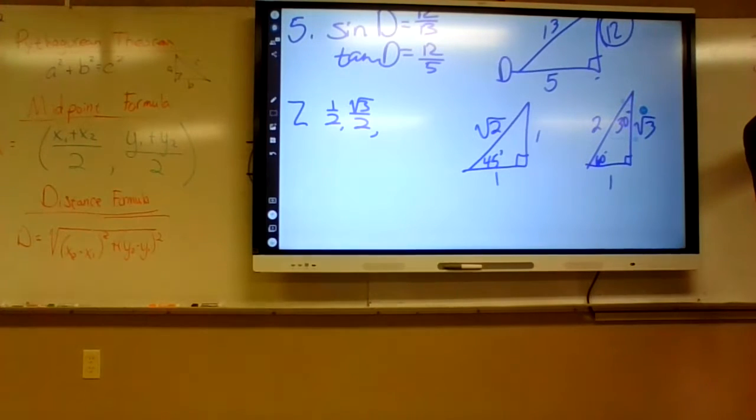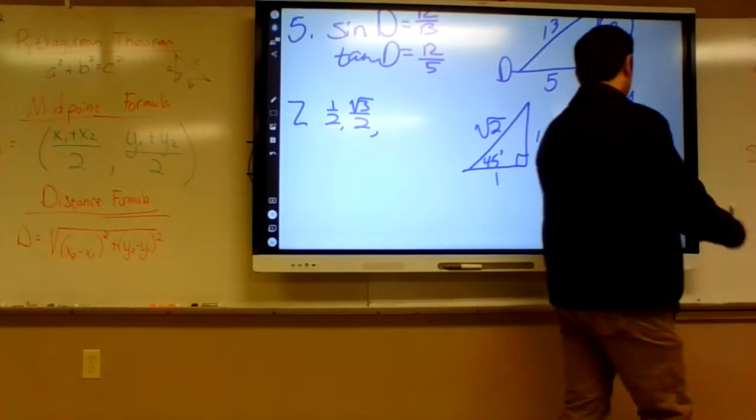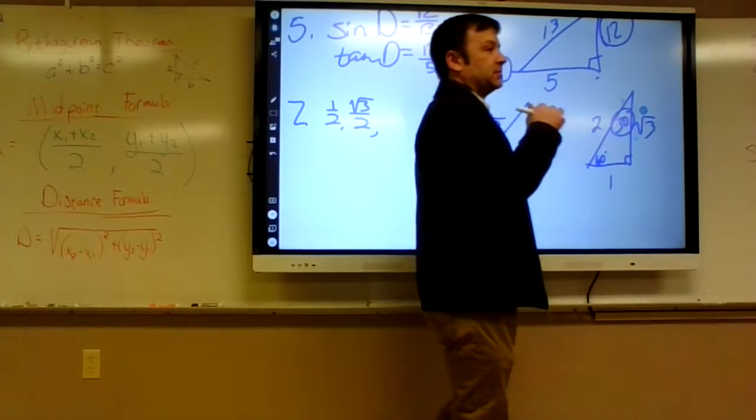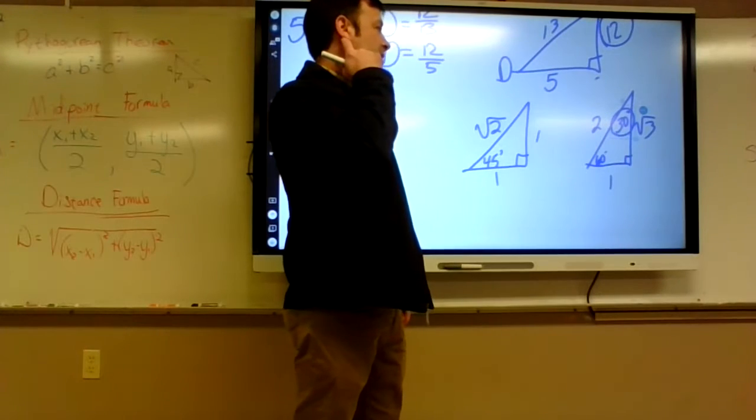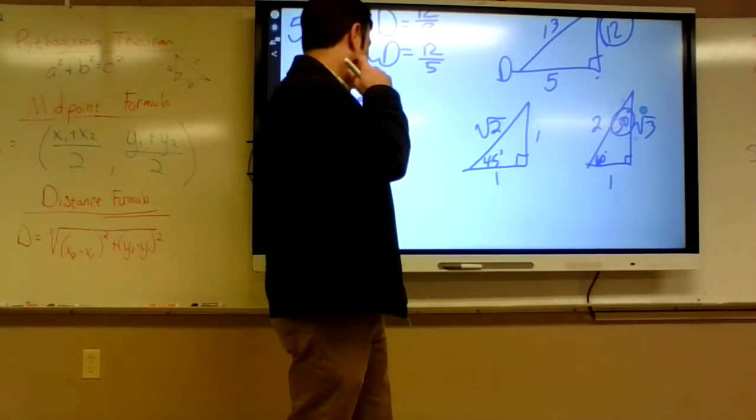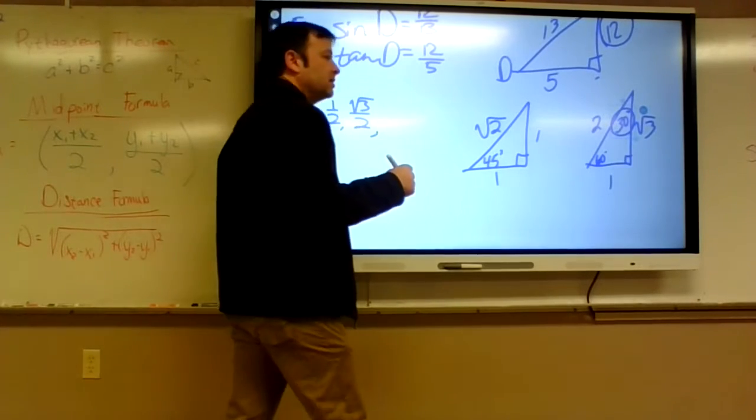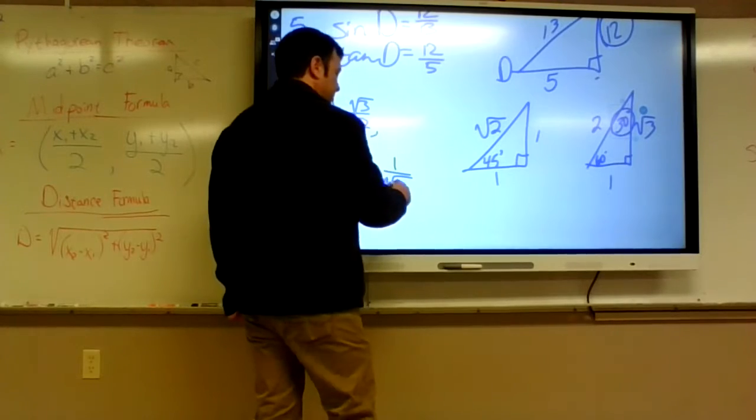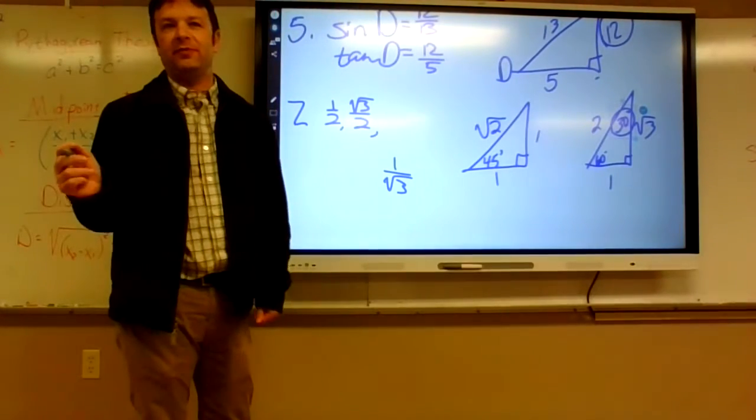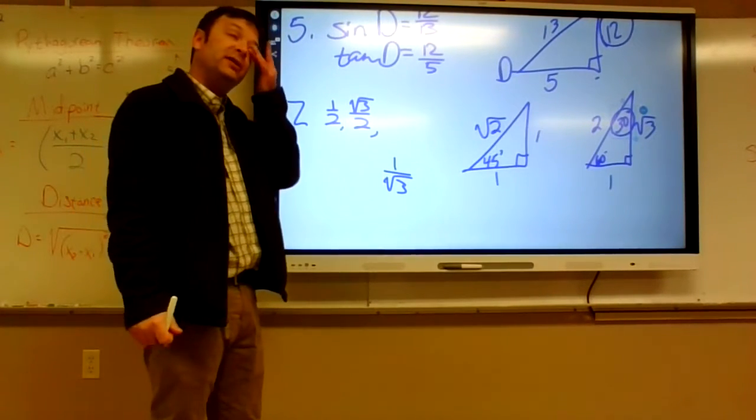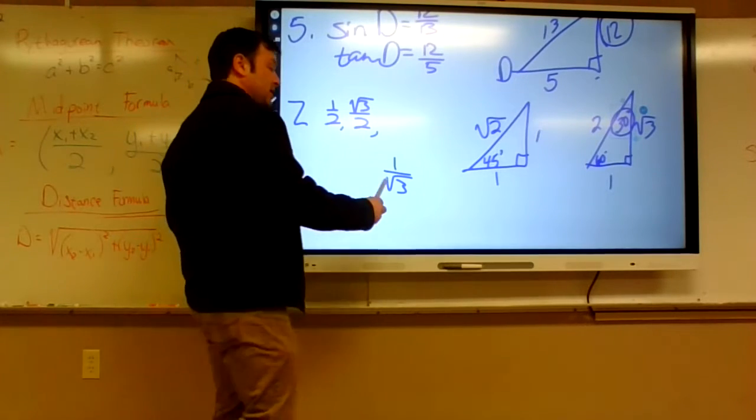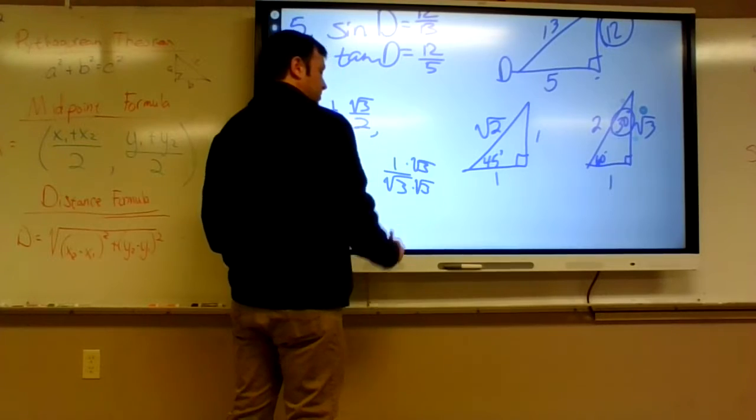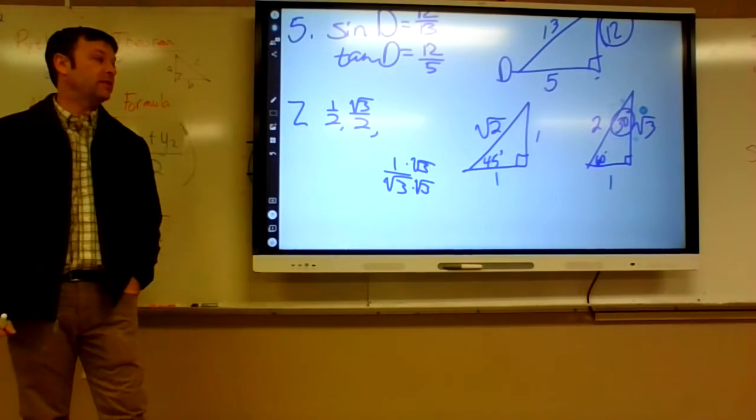Tangent is opposite over adjacent. So starting with the 30-degree angle, which side is opposite of that? 1. And which side is adjacent? Yeah, the square root of 3. So that is kind of the answer, but if you put that on the test or on the homework, I couldn't give you full credit because you can't leave the square root at the bottom. So square root of 3 over 3.